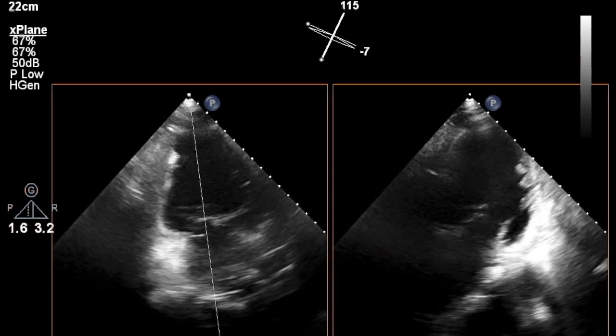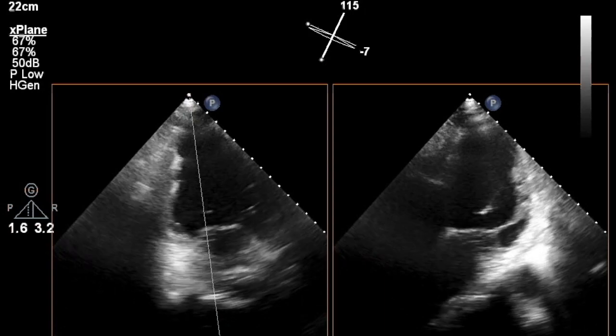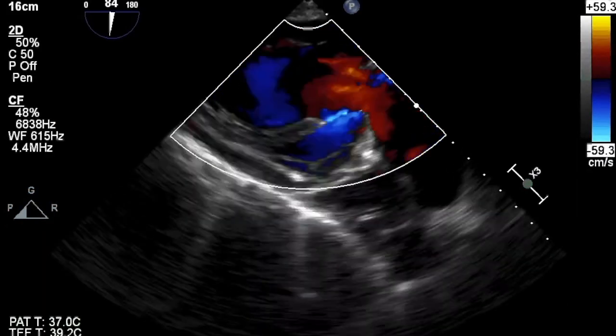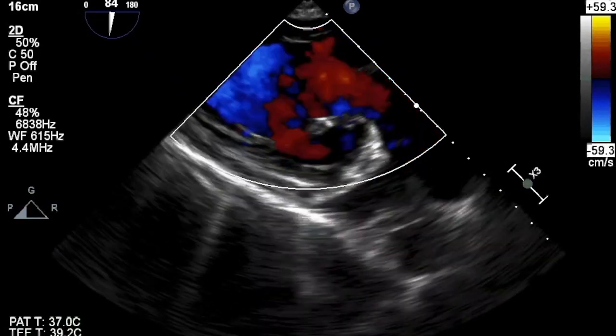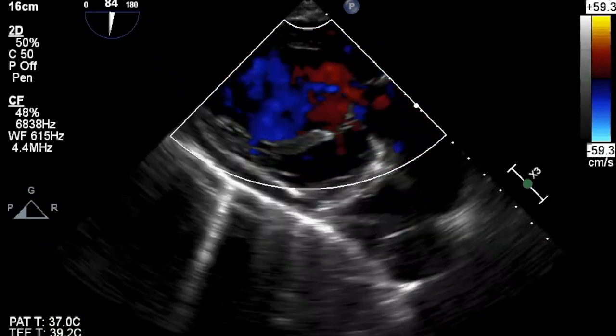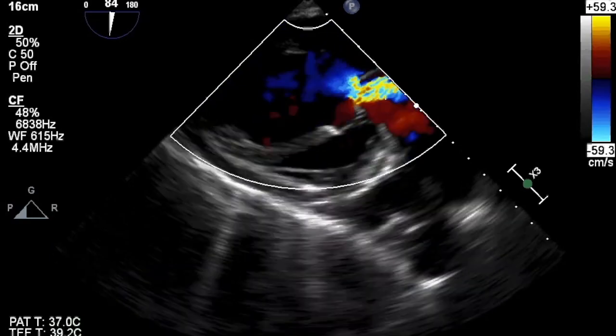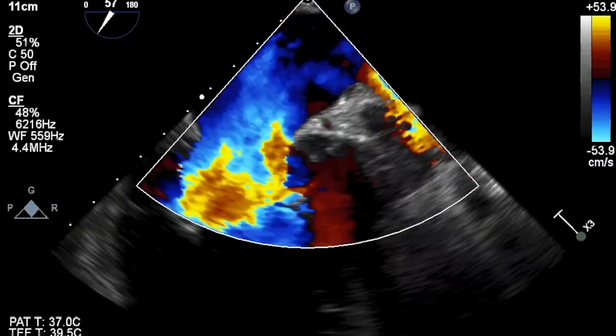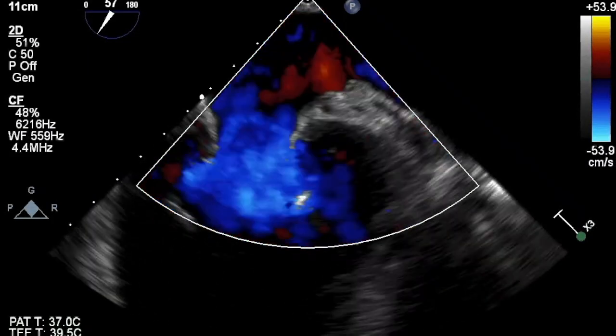After a complete planning of the procedure, done by transesophageal echocardiogram and cardiac CT scan prior to the procedure, the location of the transapical access is confirmed with the transthoracic echocardiogram in the lab.